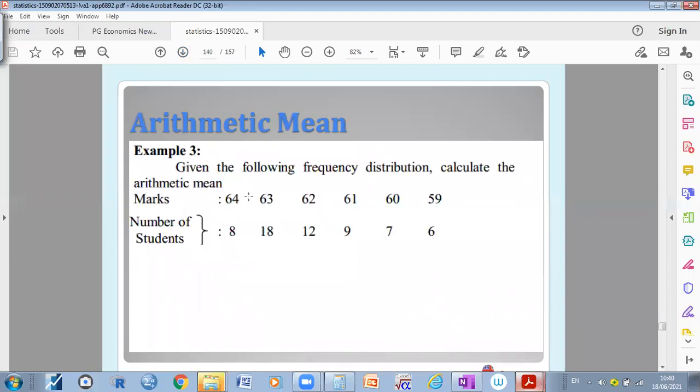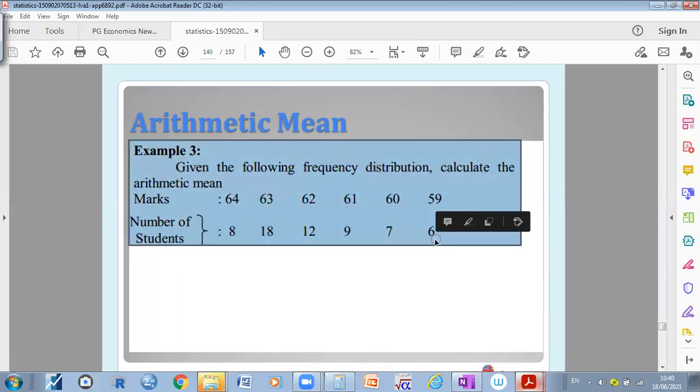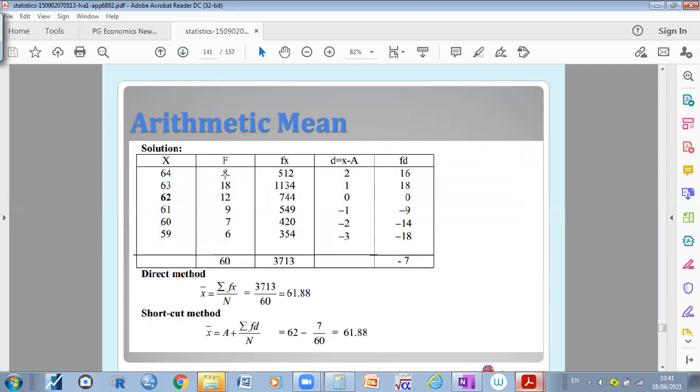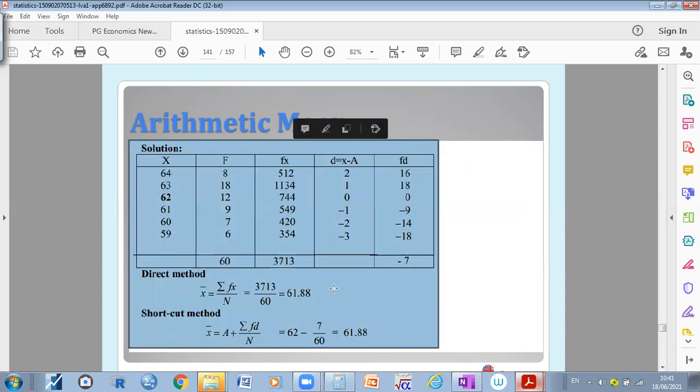Like this with marks, for example, when the external final exam is conducted out of 100: 8 students got 64 marks, 18 students got 63, 12 students got 62, 9 students got 61, 7 students got 60, and 6 students got 59. What is the formula? f into x: 64 into 8 is 512, 63 into 18, and so on. Divide this total by sum of f and you will get the average 61.88. Same as sum of fx by n, that is sum of f.